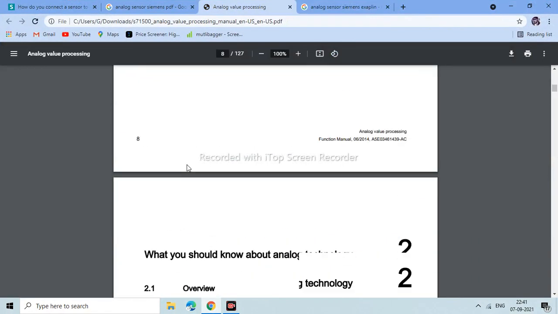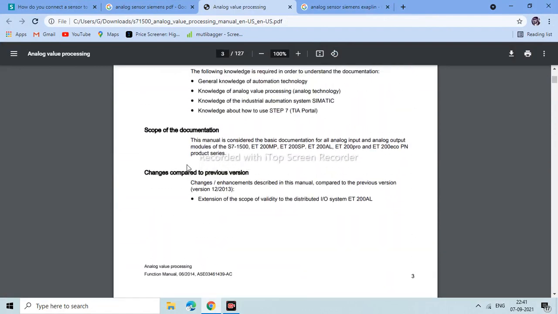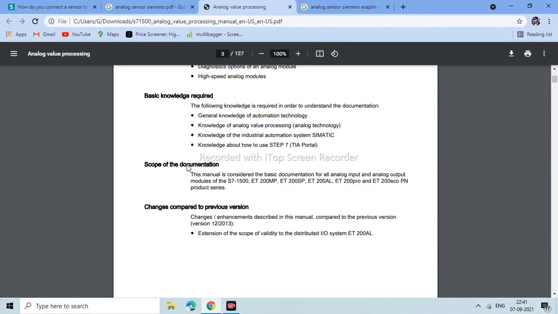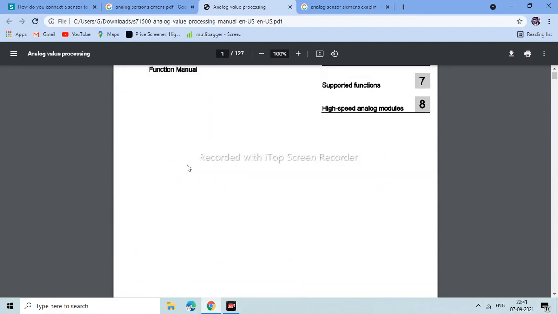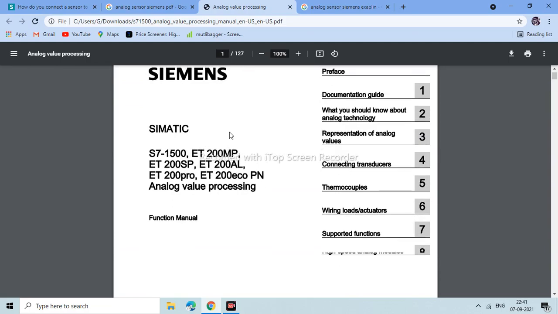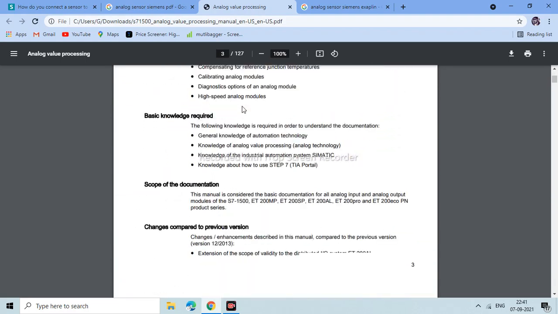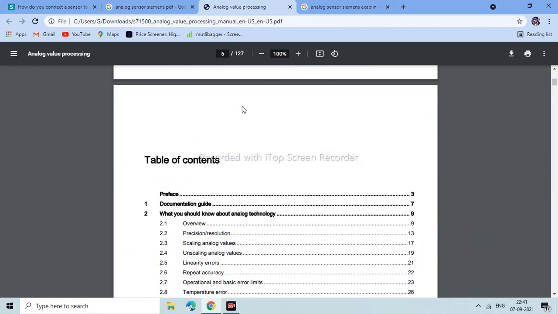This is the data I got from the browser, a PDF from Siemens. They provide the analog sensor data. So let's dive in.